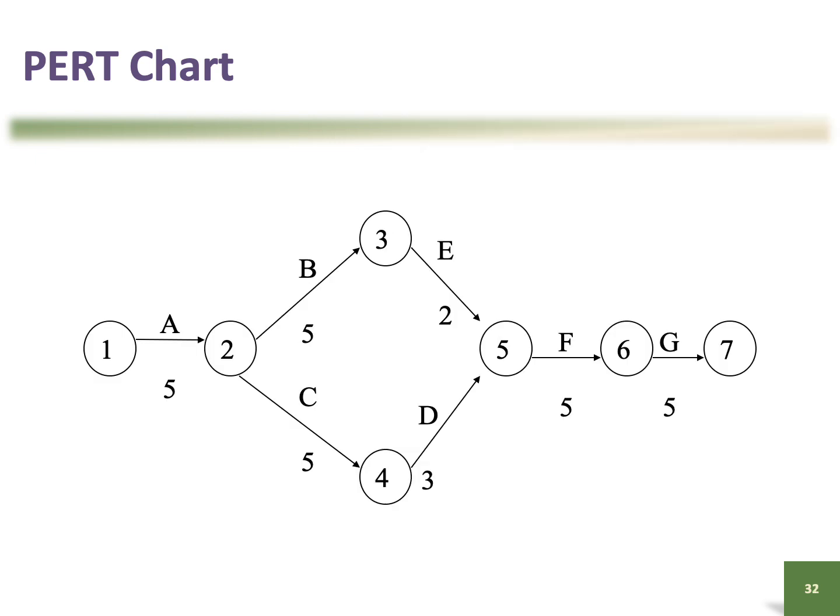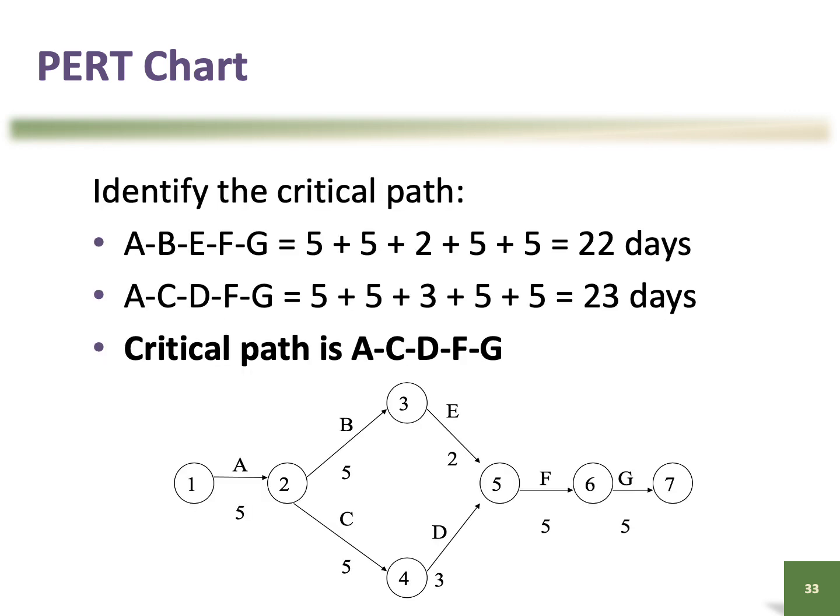Right, so this is just showing the same figure from before. To identify the critical path, we would calculate how many days it takes in each of the paths. Like over here in this figure, we have two paths. One is going from A, B, E, F, and G, and we know how many days it takes, which is A is 5, B is 5, E is 2, F is 5, and G is 5. So that is 22 days.